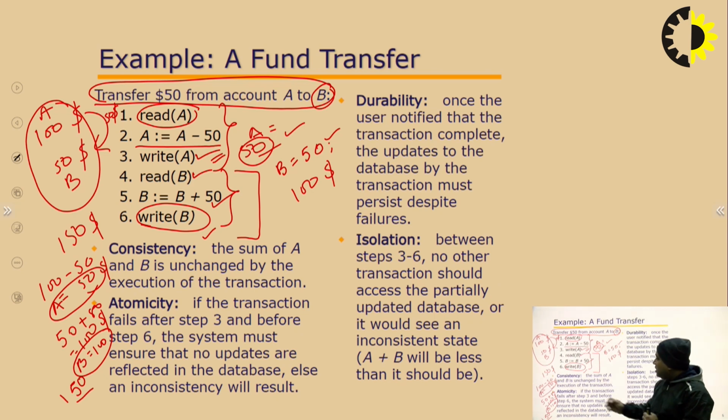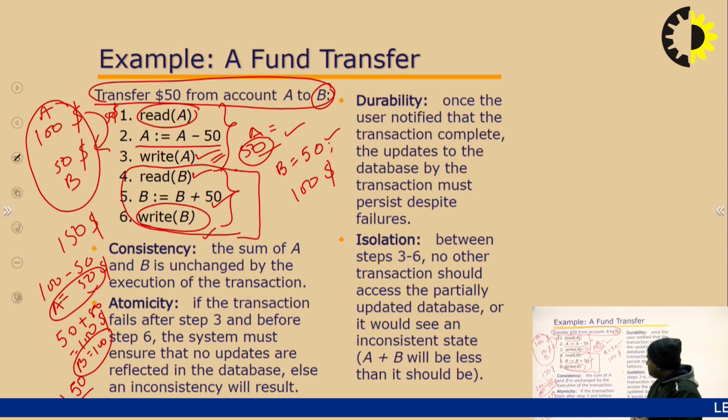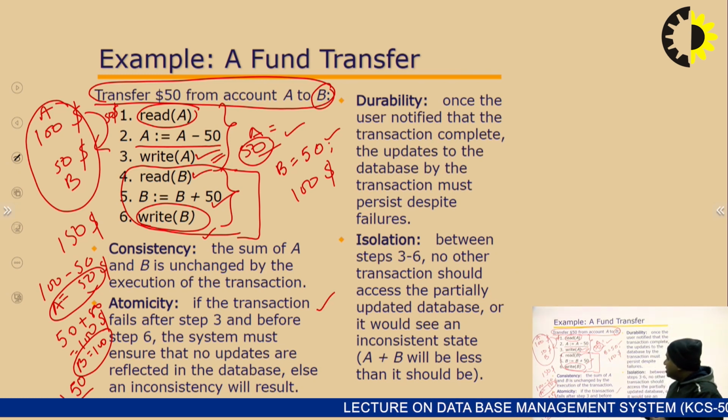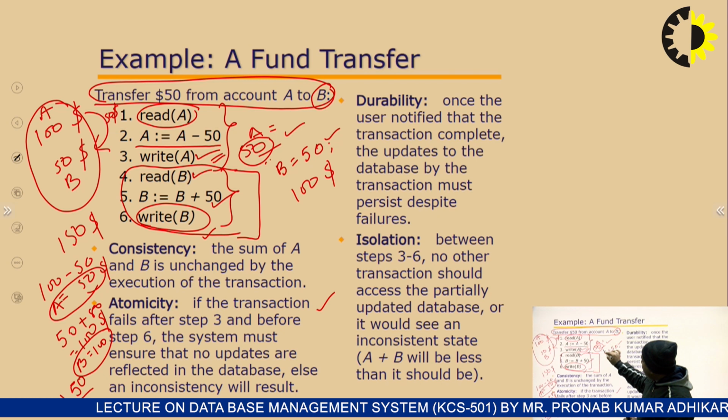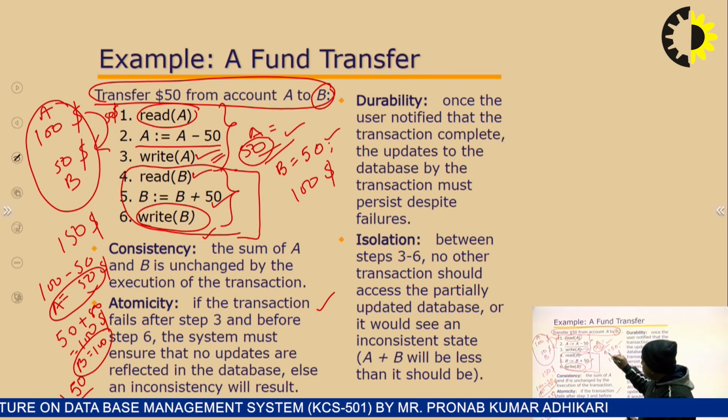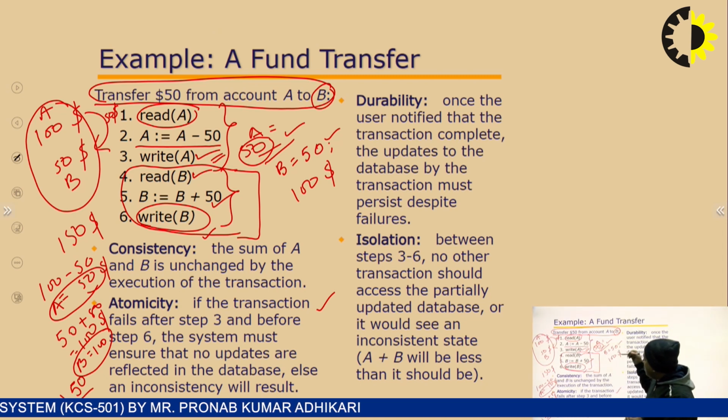Okay, so if atomicity is not ensured, for this example, if after step three and before step six, some of the operations are not successfully done, it leads to inconsistency. So atomicity needs to be ensured, that all the operations need to be successful. Or if our transaction fails after this, then what needs to be done is the rollback operation.